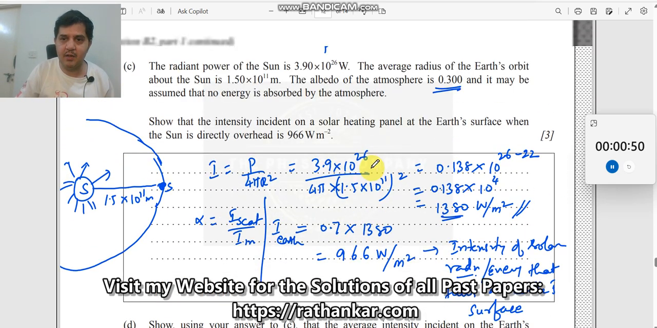So 3 marks. How is the 3 marks awarded? First mark is awarded for this one. Okay, very important. Second mark is for defining the value of alpha and what it means and why you took this one, the justification. The last mark is the calculation. So those 3 marks have been divided like this.